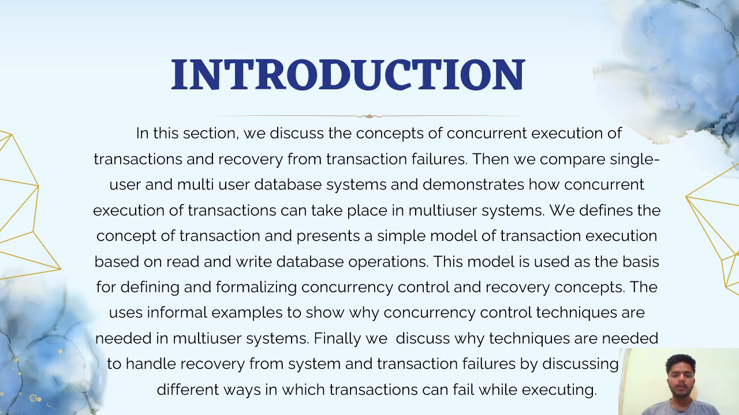The chapter uses informal examples to show why concurrency control techniques are needed in multi-user systems. Finally, we discuss why techniques are needed to handle recovery from system and transaction failures, by discussing different ways in which transactions can fail while executing.